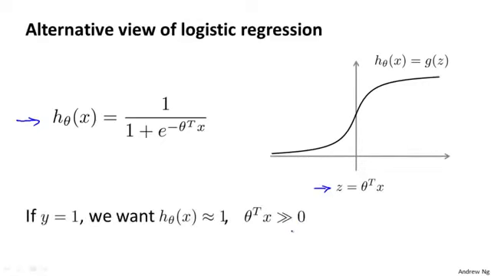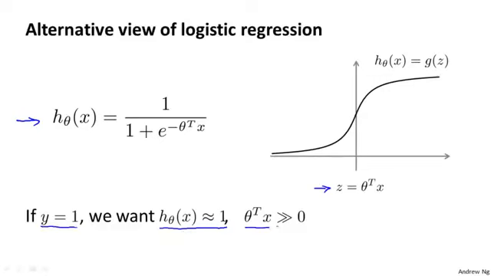Here's one way to choose a set of features for our spam classifier. We could come up with, say, a list of maybe 100 words that you think are indicative of whether an email is spam or non-spam. For example, if a piece of email contains the word buy, it's more likely to be spam. If it contains the word right, it's less likely to be spam. For an example with y equals 1, we're hoping that h of x will be close to 1, so we're hoping to correctly classify that example.